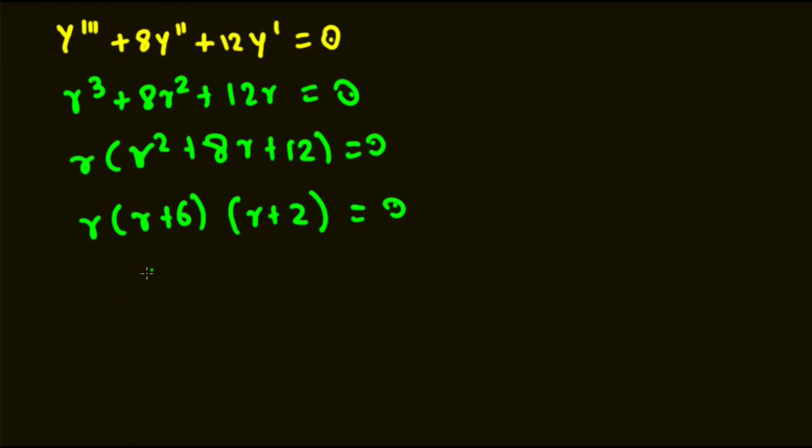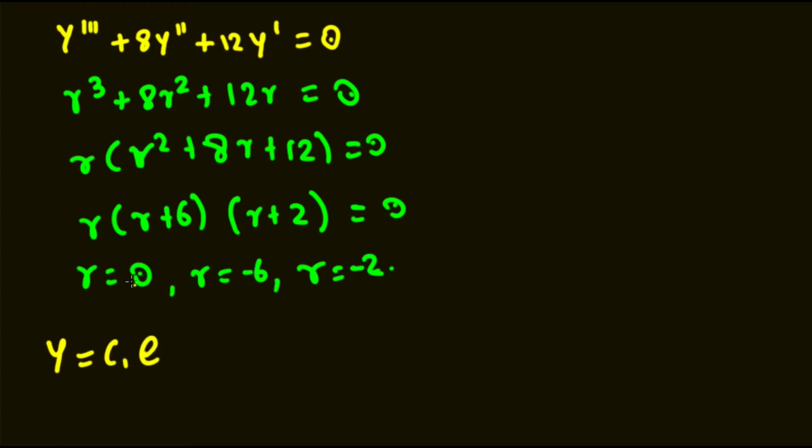And then from this one we can say r is equal to 0, r is equal to negative 6, and then r is equal to negative 2. So we have the three solutions. Now we can go ahead and express our general solutions for this differential equation. That's going to be y is equal to c1 e power, the first one is 0, 0 times x, plus c2 e power minus 6 times x, plus c3 e power negative 2 times x. So we have this one.